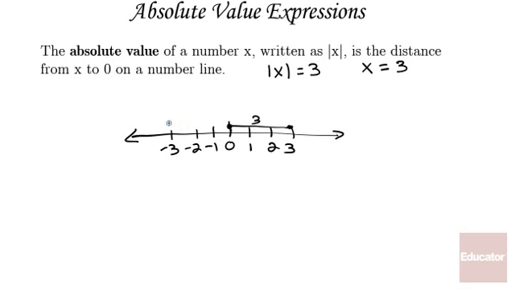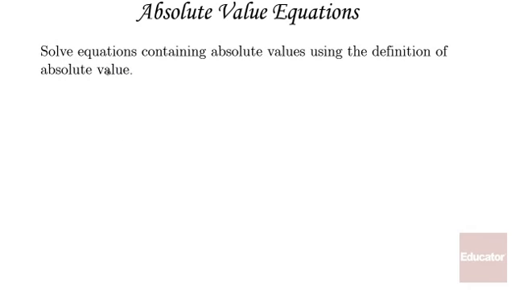However, consider this. Negative 3 is also 3 units away from 0 on the number line. So x could also equal negative 3. So if the absolute value of x equals 3, x could be 3, since the absolute value of 3 is 3, and x could be negative 3, since the absolute value of negative 3 is also 3. Really understanding this definition will allow you to solve equations involving absolute value. You can solve equations containing absolute values using the definition of absolute value.